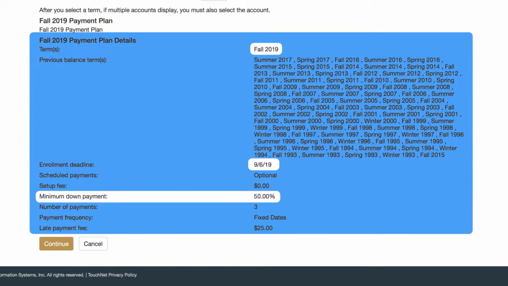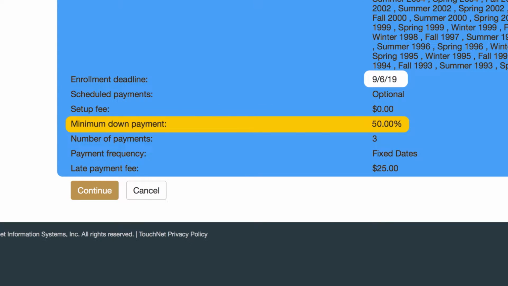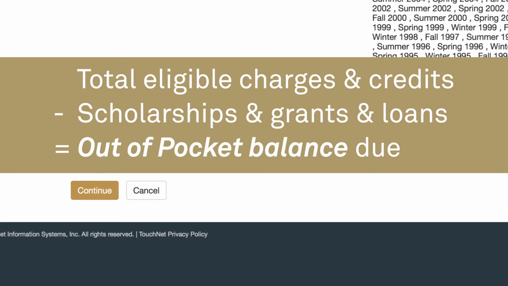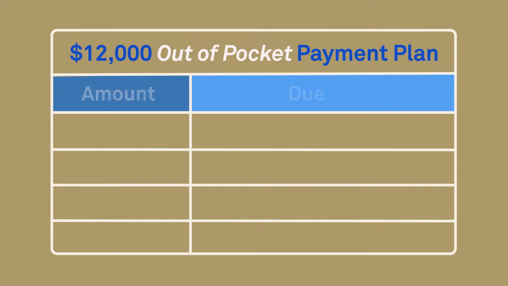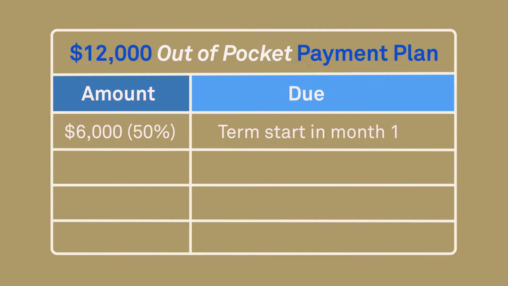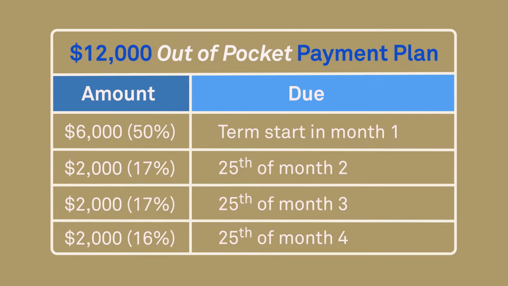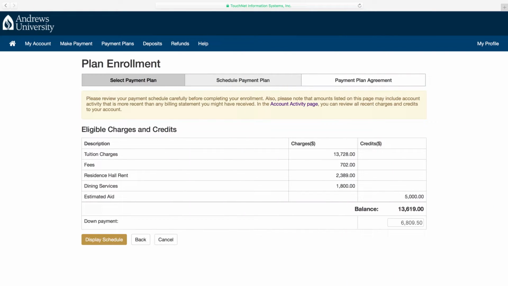Note that the minimum down payment at the start of the term is 50% of your out-of-pocket expense. The amount you must pay is the difference between the total eligible charges and credits and the sum of loans, internal and external scholarships, and grants. For example, if your out-of-pocket total for the semester is $12,000, 50% is due to clear for the term. The balance of 50%, or $6,000, will be due, broken into 3 equal monthly payments, due on the 25th of each of the 3 subsequent months.